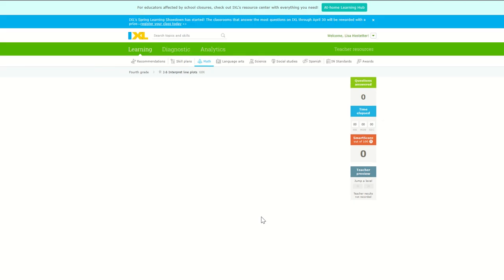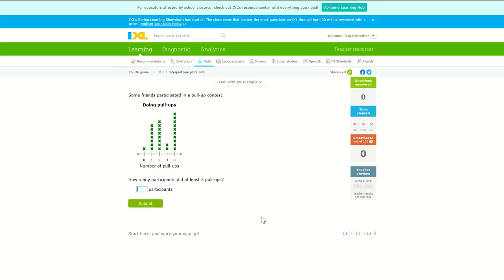Okay. Now, we're going to go to a different lesson, because the lesson you're doing this week is creating and interpreting line plots. So it's both of these lessons put together. And this is where you're practicing not creating a line plot, but being able to read it and understand it. So it says some friends participated in a pull-up contest. So doing pull-ups. Look, there's a label here, number of pull-ups.